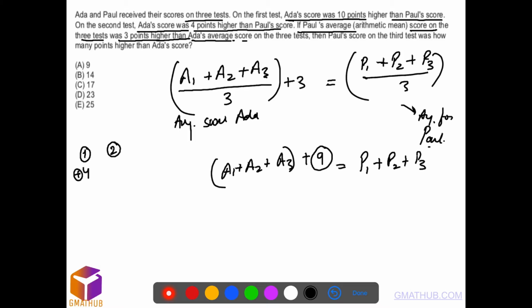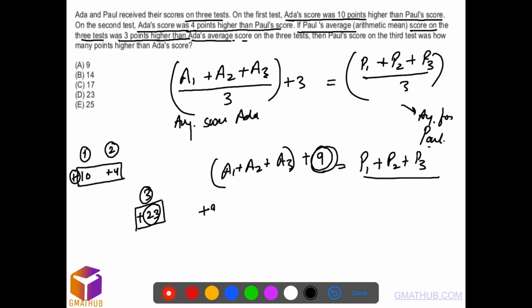Now in first test, Ada scored 10 more, and second test, Ada scored 4 more compared with Paul. But overall, Paul needs to score 9 more in the 3 tests. So in the third test, Paul needs to score 23 more. Okay, so that he scored 14 lesser in the first 2 tests. If he scores 23 more in the third test, overall he'll score 9 more. So on the third test, he needs to score 23 more.